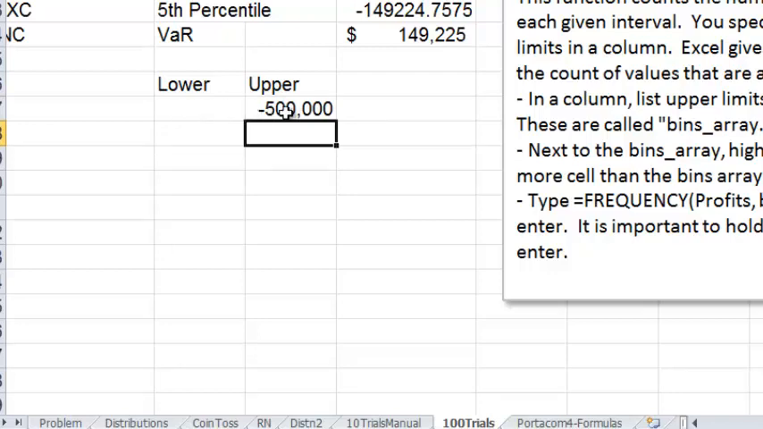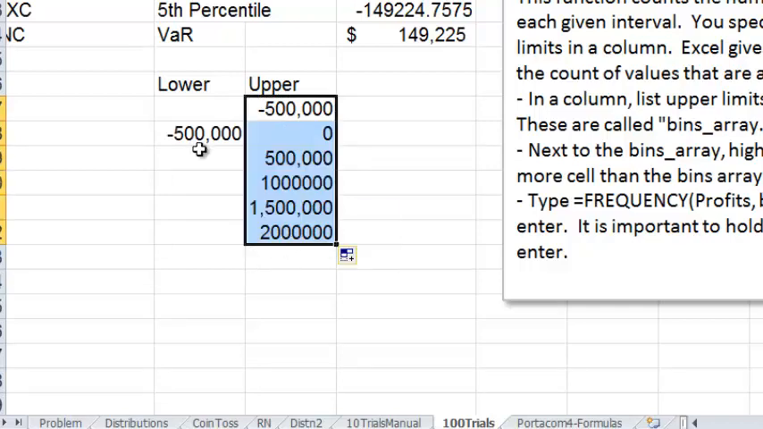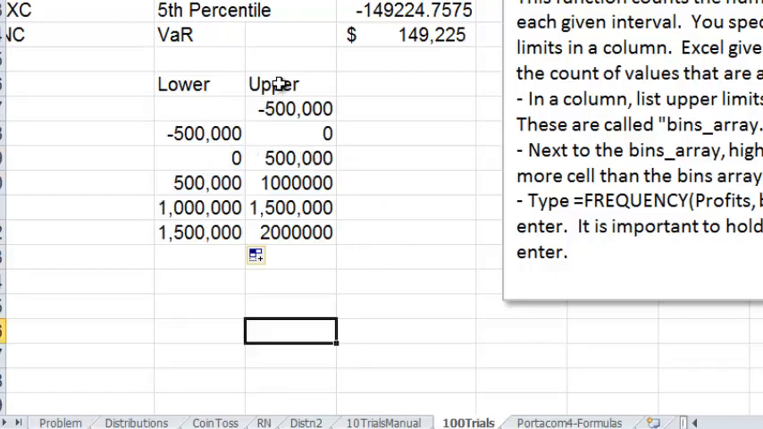So this interval will have all the values less than negative 500,000. Then we have from negative 500,000 to 0. And then we just copy this down to, let's say, 2 million. And here we copy this down. The upper limits of the intervals here are called bins array, as it says here. So we don't really need the lower limits, we just need the upper limits to build a frequency table.